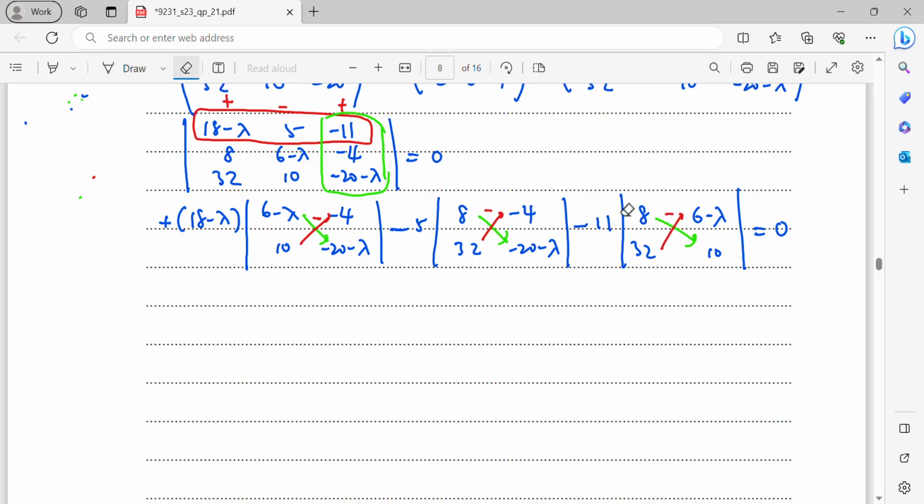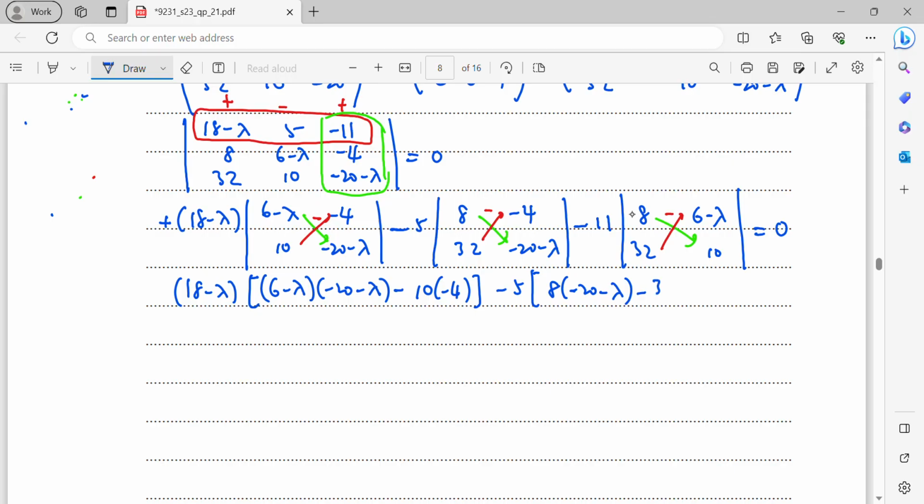Okay. So now the first one will be 18 minus lambda. Then 6 minus lambda multiplied with negative 20 minus lambda minus 10 times negative 4. Then the next one is 8 times negative 20 minus lambda, then minus 32 times minus 4. For the last one will be minus 11, bracket 8 times 10 minus 32 times 6 minus lambda. That equals to 0.